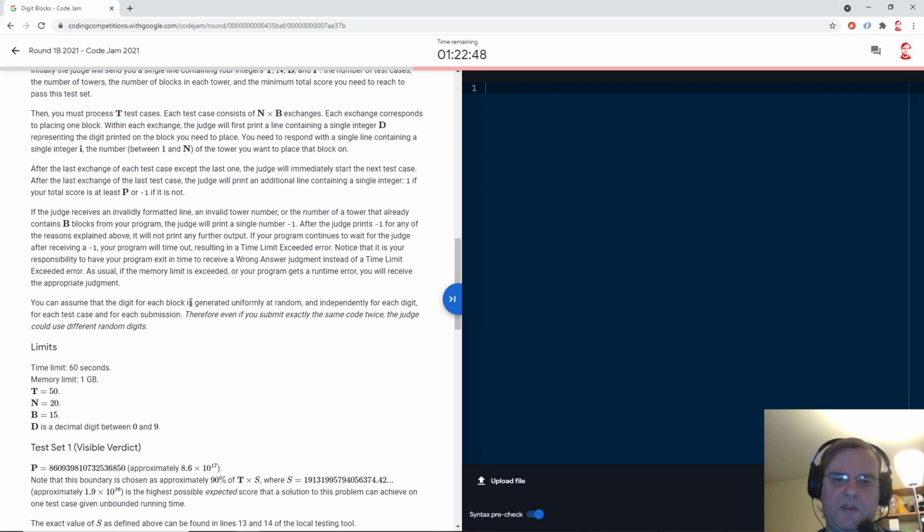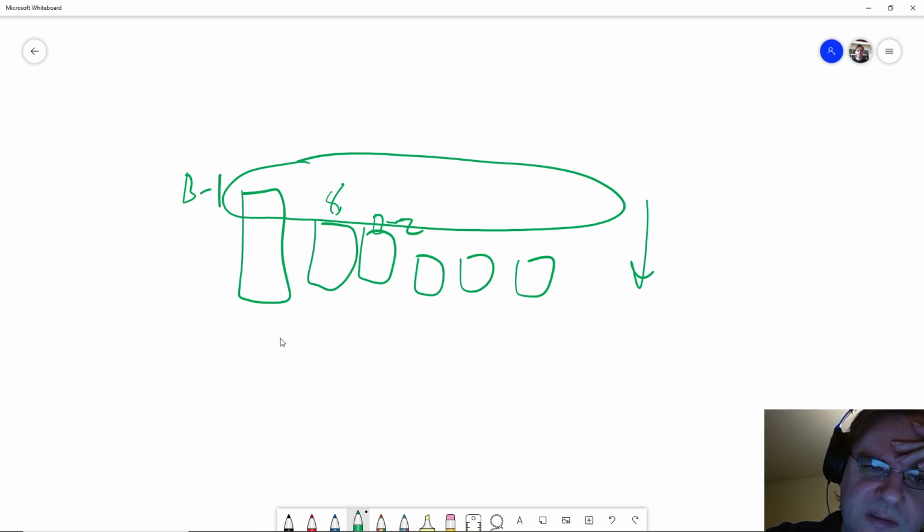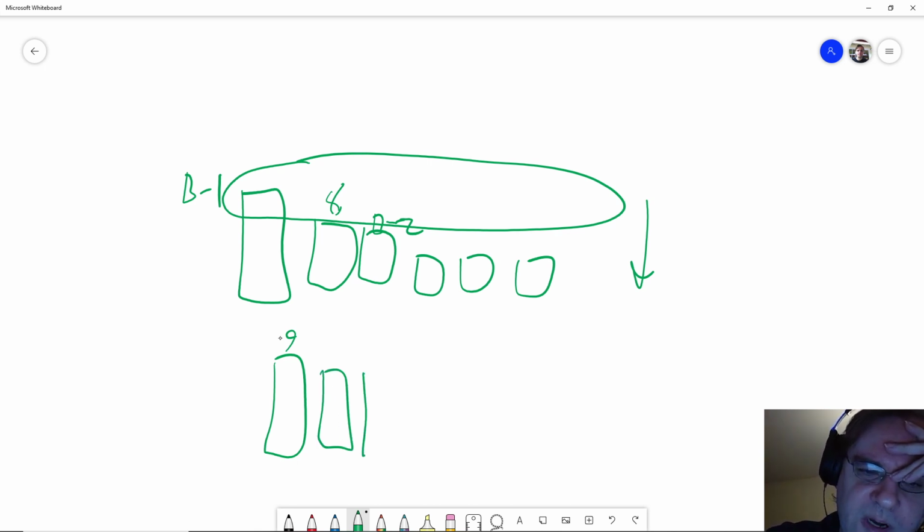Wait, digit for each block is generated uniformly at random and b is equal to 15. Wait, is this not trivial? Because it seems like while building b minus 1, you were almost certain to get a 9 for here. Not almost certain, but you were very, very likely to get a 9. On average, you're going to get more 9s than you can actually deal with.